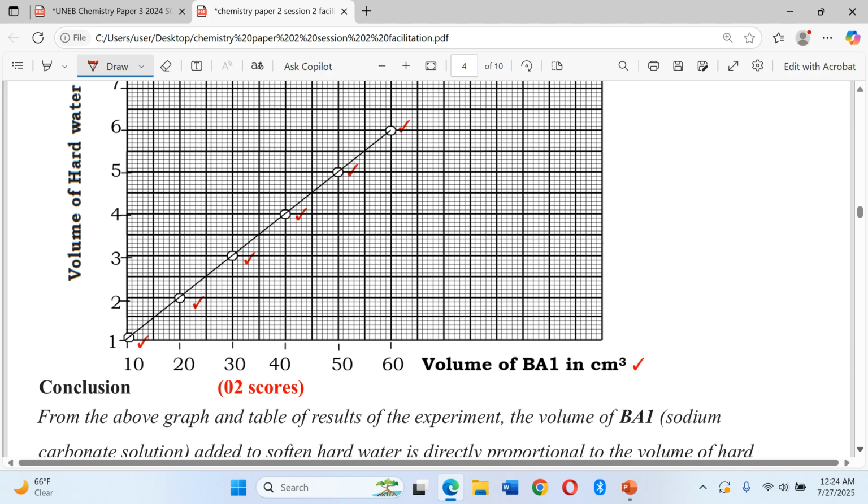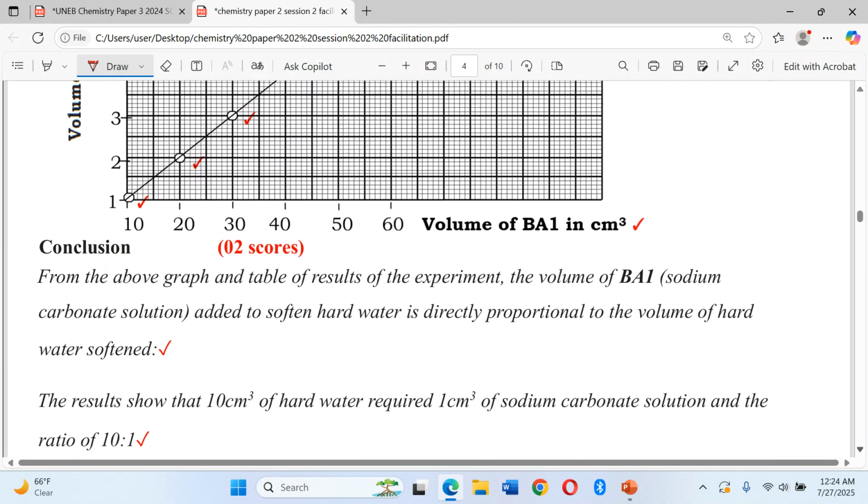What conclusion can we say? Are you saying that there is some consistency? When it is 10, you have used 1 cubic centimeter of sodium carbonate. When it is 20, 2. Are you saying that there is something which is uniform? Okay. Now, what do we do? What conclusion can we make? What can we analyze from that graph?